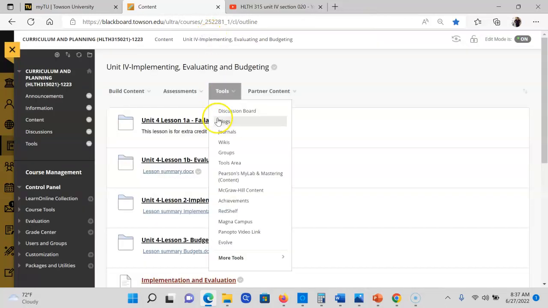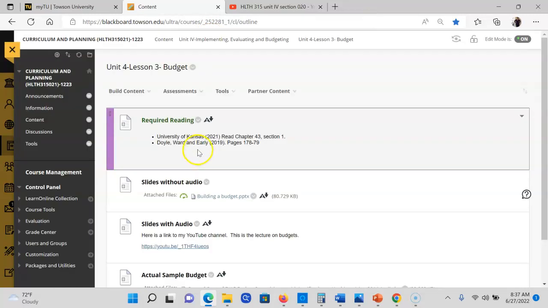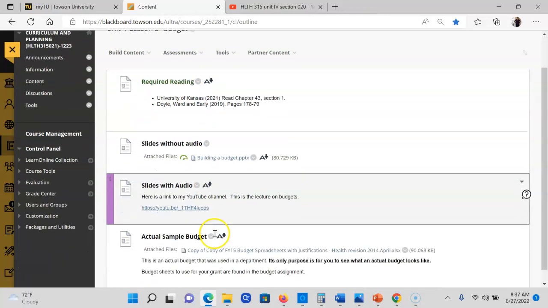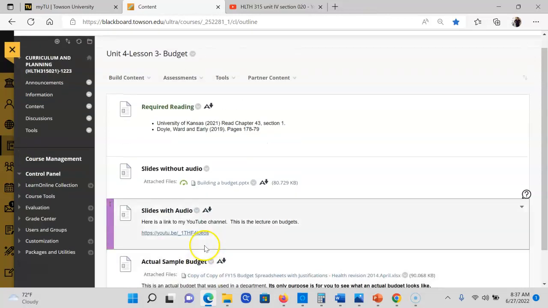Then the other lesson in Unit 4 is the budget, and you need to make sure you do the required reading and slides with audio. You only need to look at this if you want to see what a real budget looks like. It's complicated, but just so you know, you actually end up doing budgets that are far more complicated than what we're going to do in class. So just make sure you go over everything.